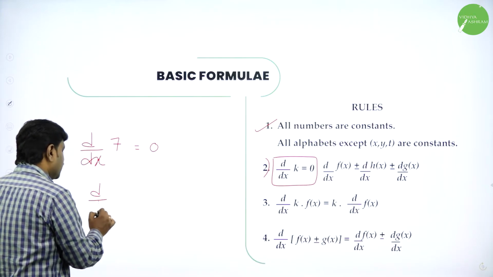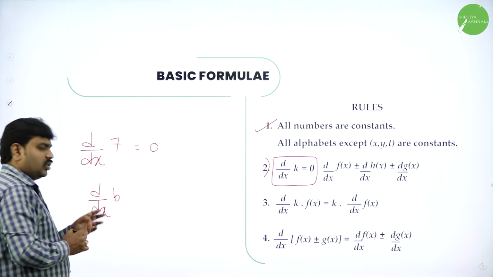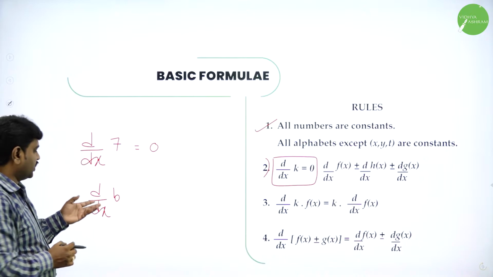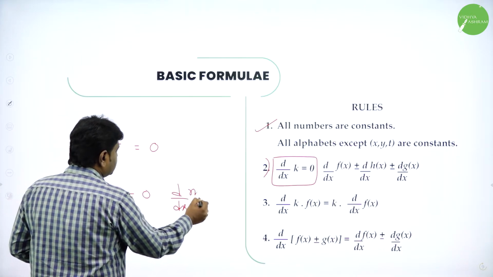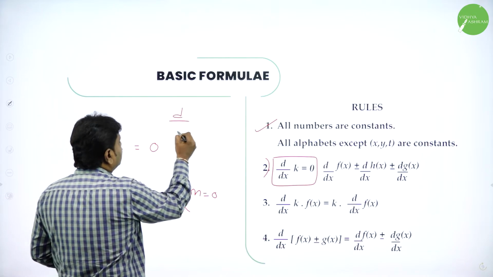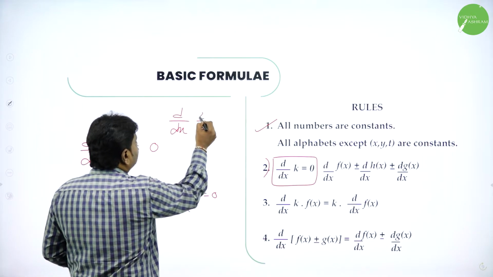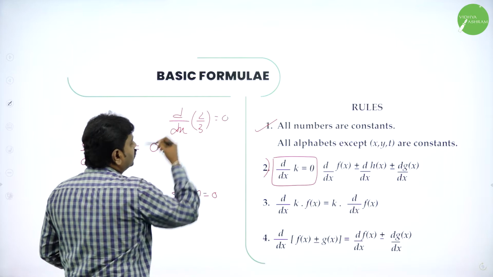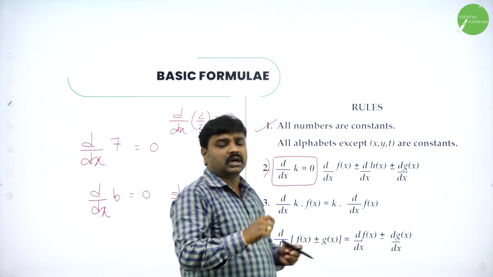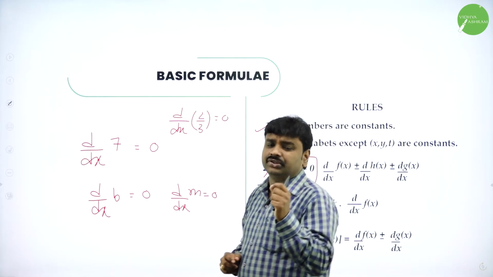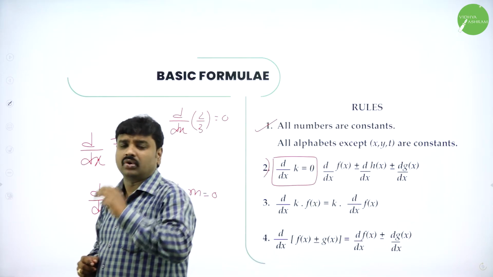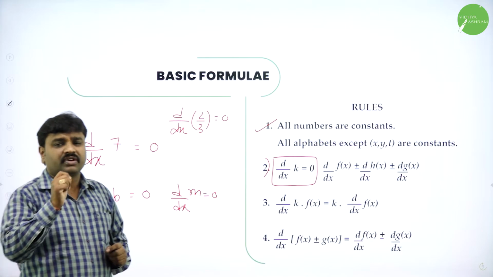Or if you have d by dx of b, and you know all alphabets are constants except x, y, t, the derivative of b is also 0. Derivative of m is 0. Derivative of 2 by 3 is 0, since 2 by 3 is also a constant. So rule number 2: differentiation of a constant is 0, or d by dx of k is 0.